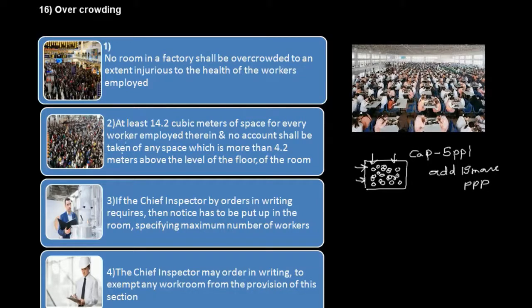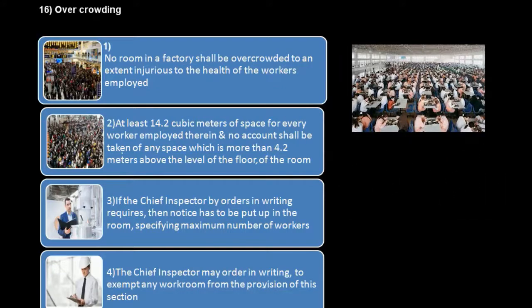It says that there must be at least 14.2 cubic meters of space for every worker employed therein, and no account shall be taken of any space which is more than 4.2 meters above the level of the floor of the room. Now this subsection specifies the space which is required for the worker in numbers. So now let us consider this room. The space is given in cubic meters. This is the space required for one person. The maximum height it can have is 4.2 meters.